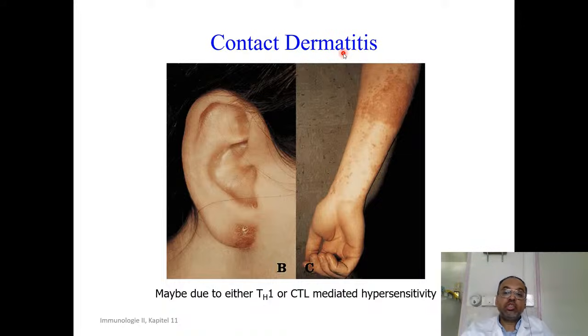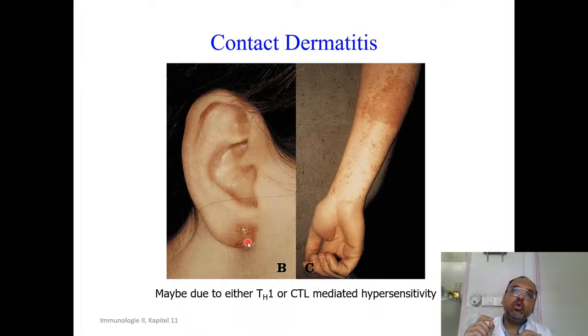Contact dermatitis. Sometimes people who wear earrings, or other nickel-containing bracelets, develop what is called contact dermatitis. Earrings and other types of jewelry have gold in them, but they also have other metals. These metals, things like nickel or even copper, are sometimes foreign harmless entities, so they don't pose any risk for our body.